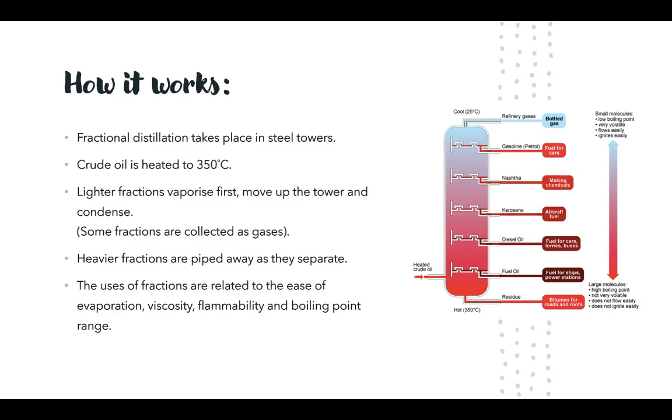Now, each fraction has a variety of uses based on how easily they evaporate, how viscous they are, how flammable they are, and their boiling point ranges. Now, the fractions down the bottom of the column, so our bitumen for roads and roofs out of the residue fraction, and our fuel for ships and power stations, which comes from fuel oil, they tend to be made of large molecules, and these large molecules have high boiling points.